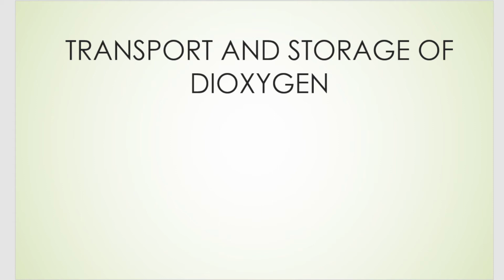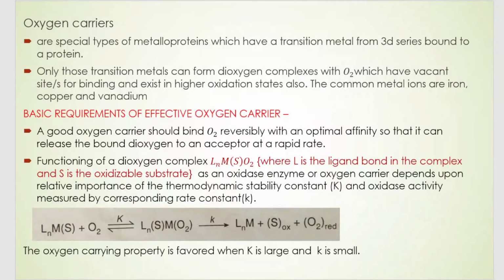So in this video, I will be starting with unit 2 of your bioinorganic chemistry paper, that is transport and storage of dioxygen. Here in this topic, we'll be studying how oxygen is transported in the body of various mammals or different organisms, how it is stored, and what the different types of proteins involved in this process are. Okay, so to begin with, we are studying oxygen carriers.